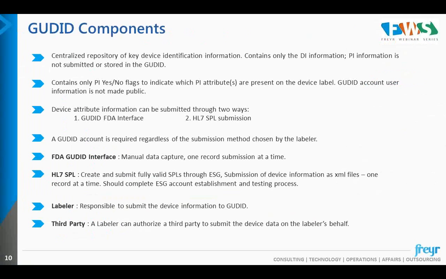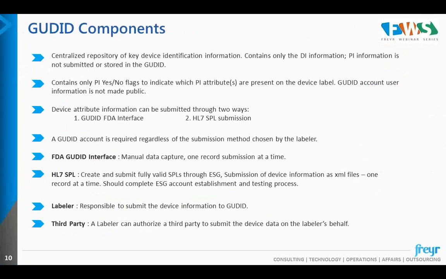The GUDID database is a centralized repository of key device identification information. It contains only the DI information. The PI information is not submitted or stored in the GUDID database. The production identification, or the PI attributes that would be printed on the product label, needs to be submitted. It contains only the yes or no flags to indicate which PI attributes, like the manufacturing date or the expiry date, serial number, lot number or batch number, or DIN number in case of human cell tissue based products, are present on the device label.